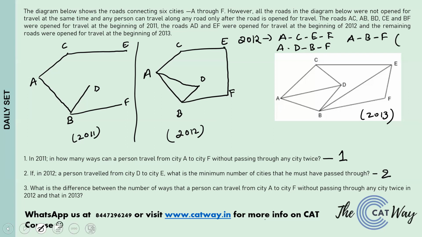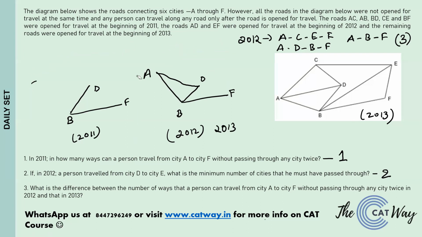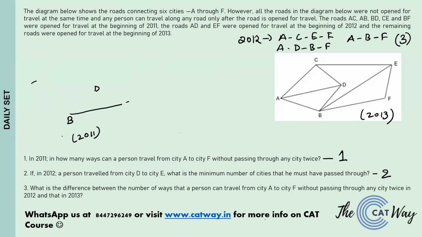Okay, so how many ways are there? There are 3 ways in 2012 in which a person could have moved from A to F. Talk about 2013. Okay, I need some space now, so I'm deleting the diagram for 2011 and 12 because they're not needed anymore. Okay, so talking about 2013. Now he has to go from A to F.